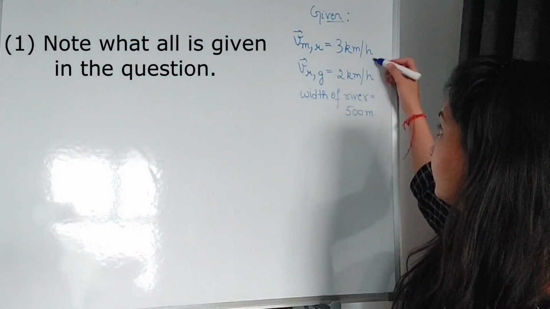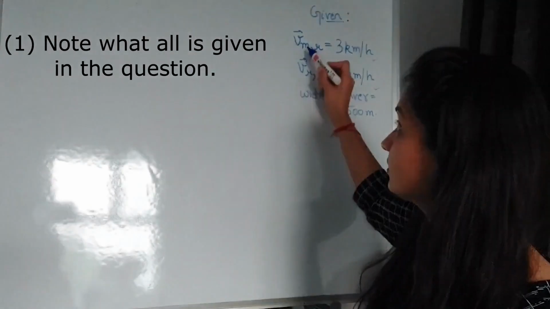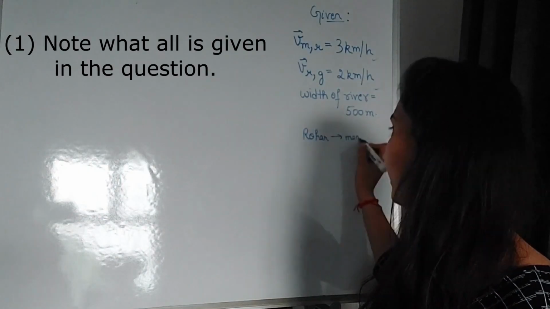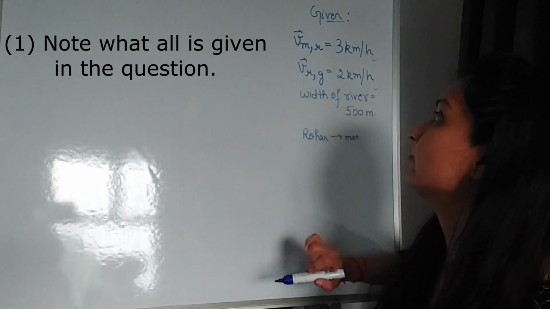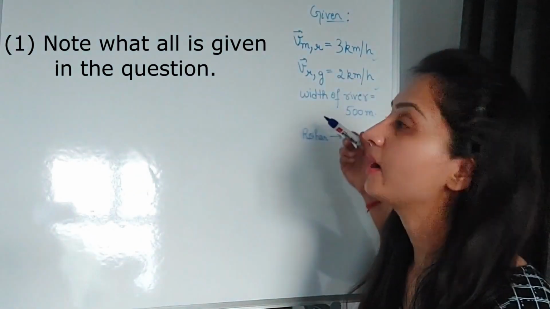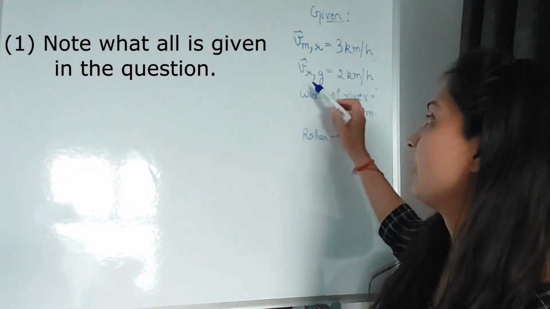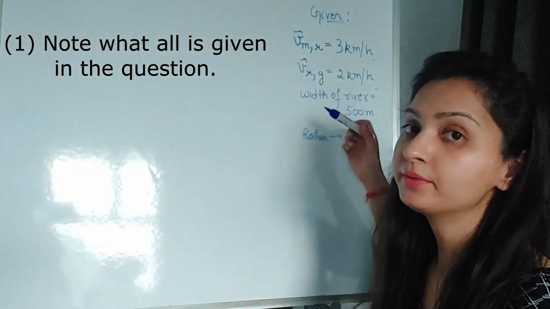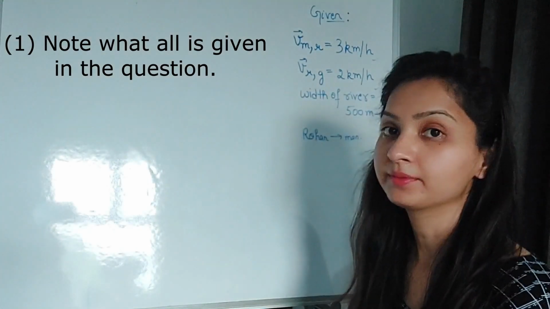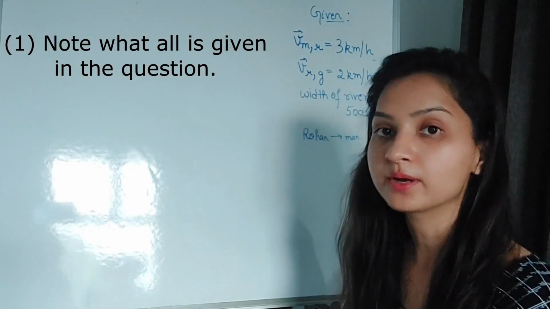First, I am writing the things that are given. Velocity of Rohan with respect to river. Rohan is a man, and I'm writing the letter M for Rohan. So I know the velocity of Rohan, that is, velocity of man with respect to river. I have the velocity of the river with respect to ground, and I know the width of the river. So these three things are known to us.